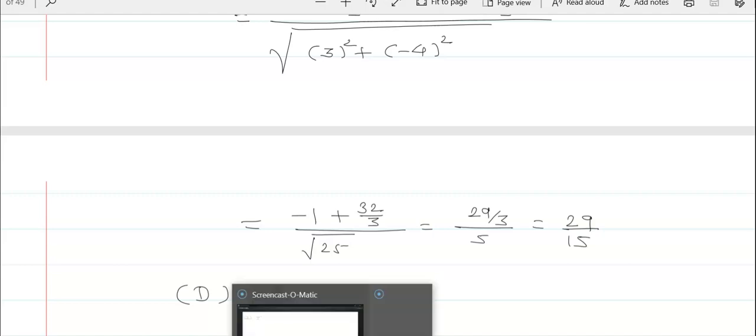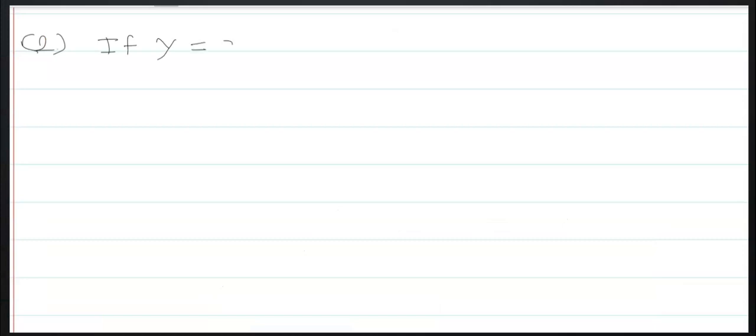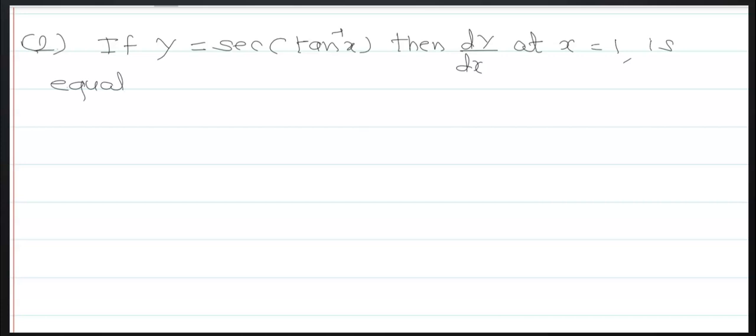Now the next. If y is equal to sec of tan inverse of x, then dy by dx at x equals 1 is equal to: a, 1 upon 2; b, 1; c, 1 upon root 2; and d, root 2.